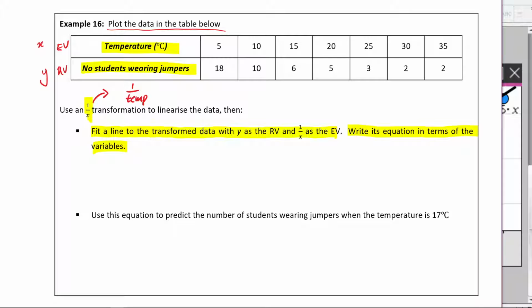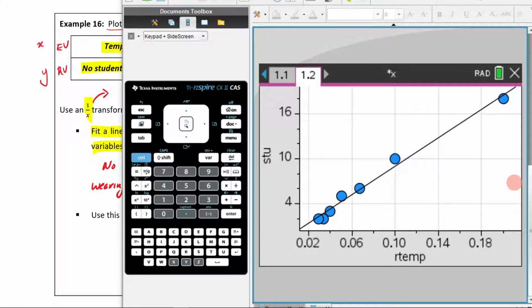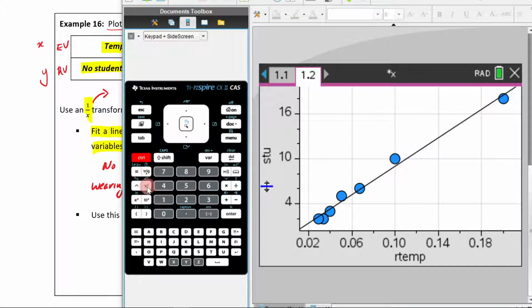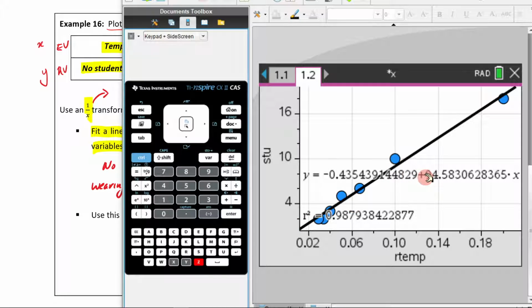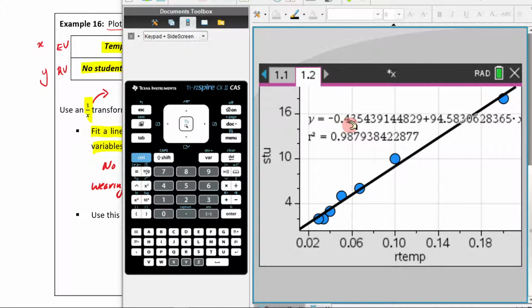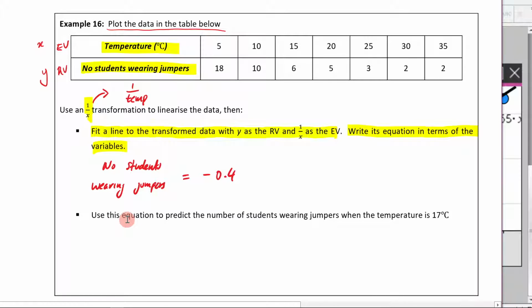So if we come here now, I'm going to say that the number of students wearing jumpers is equal to negative 0.4, because that's what we see. Oh, it went away. What happened? If I go control Z, it comes back. At negative 0.4. Fantastic. And then the other number was 94.6. And then I'm timesing that by 1 over the temperature.